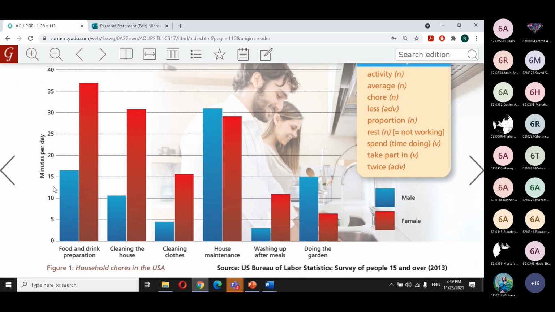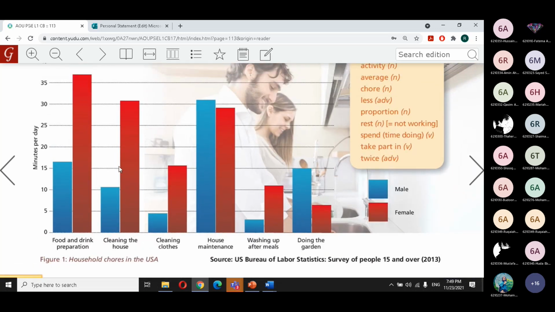How much time every one of them spends every day. This is 5, 10, 15, 20, 25, and so on. So now we can say that this chart compares males to females about the time they spend every day preparing food and drink, cleaning the house, cleaning clothes, and so on. Okay? So we can get information.